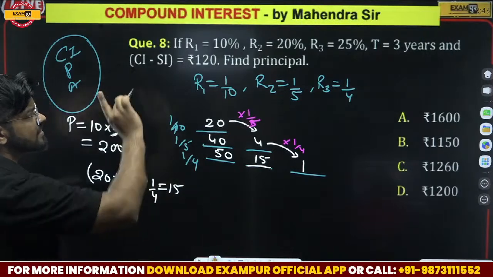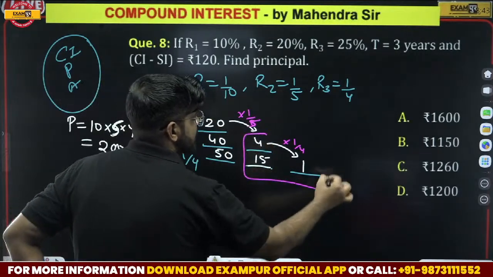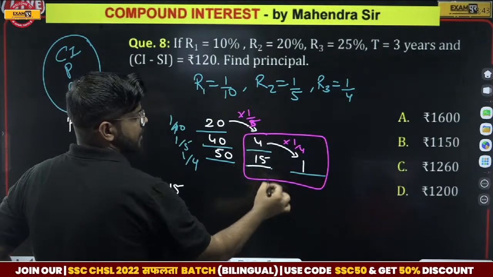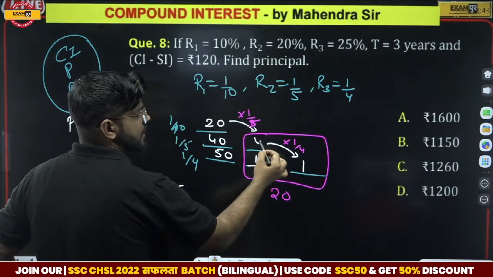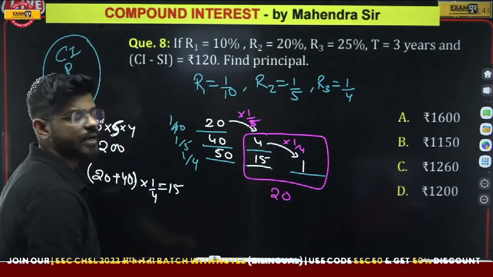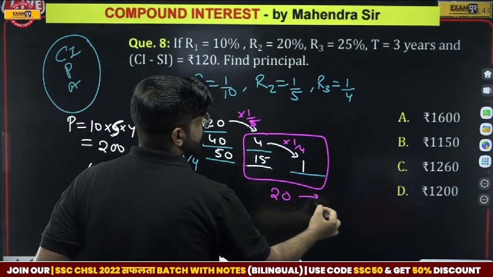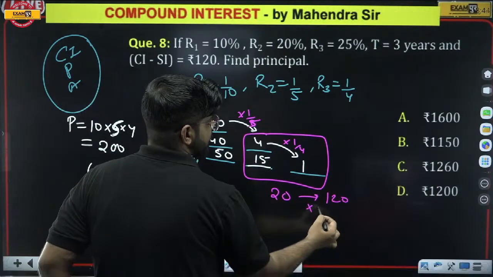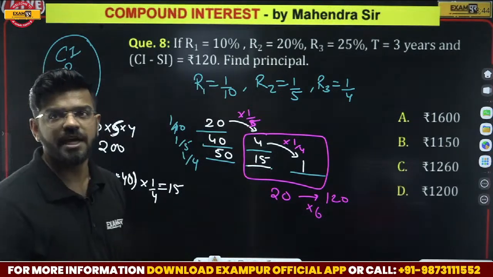Now CI minus SI is given. This is CI minus SI for 3 years. 15 that means 20. 15 and 4 is 19, 19 and 1 is 20. Now 20 is equal to 120. That means multiplying factor is 6.